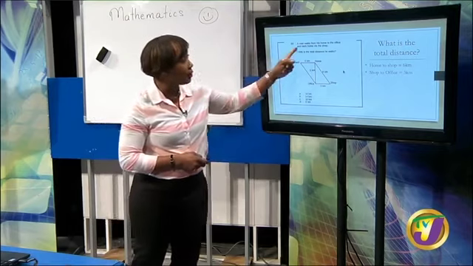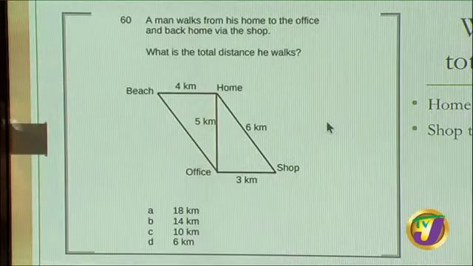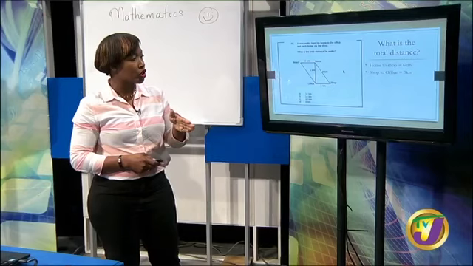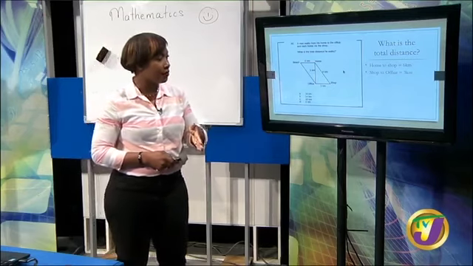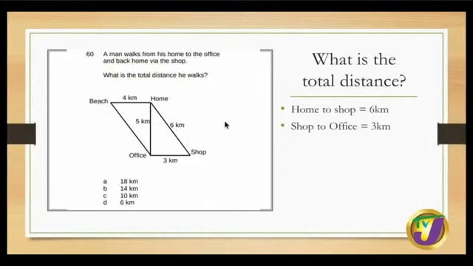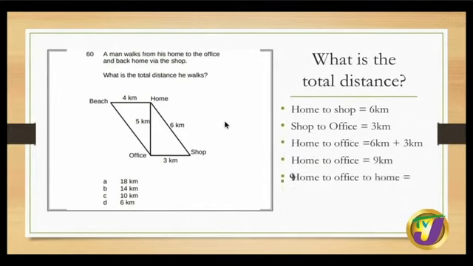Now, he said he went back home via the shop. So he's going to walk from the office to the shop, 3 kilometers again, and from the shop to the home, 6 kilometers. That means he would have walked the same distance to and back. 9 plus 9 gives us a total of, did I hear you say 18? Awesome job. 18 kilometers would be the distance he would have walked in total, to and from the office.